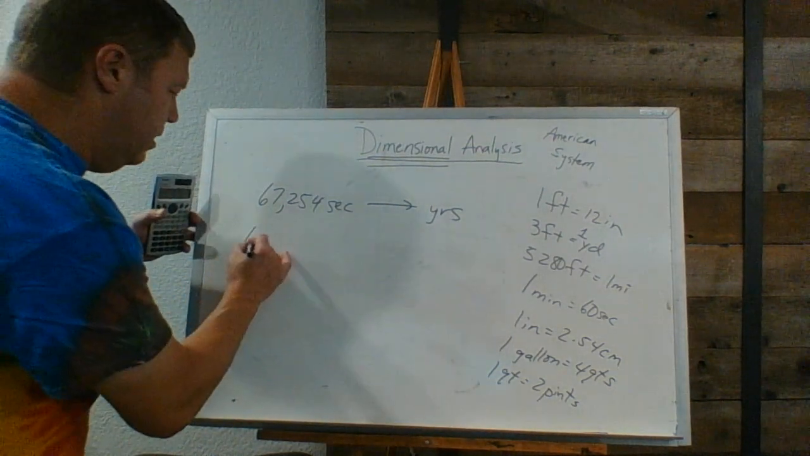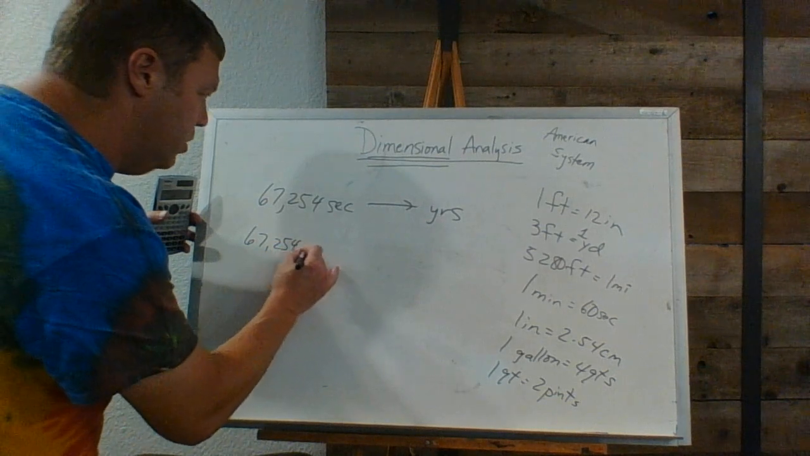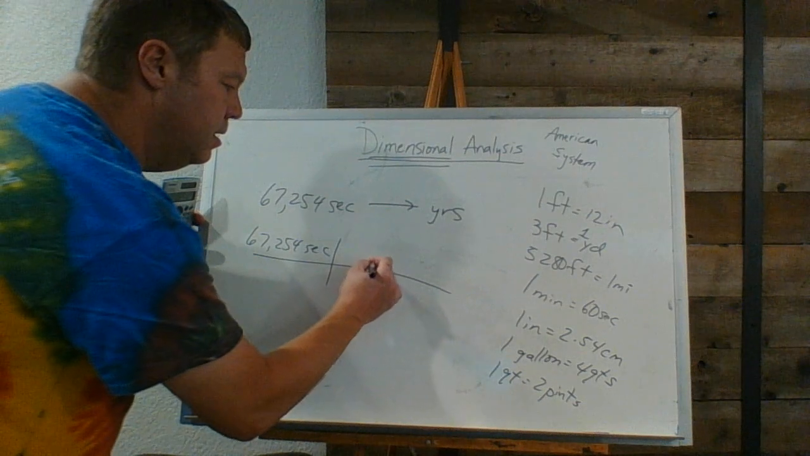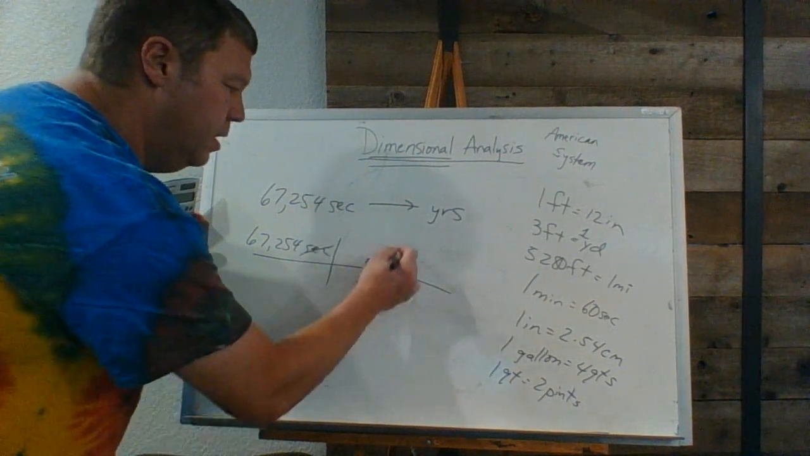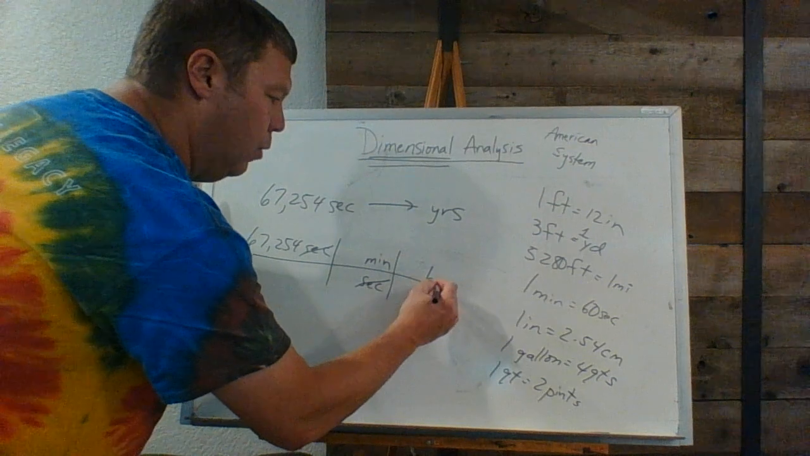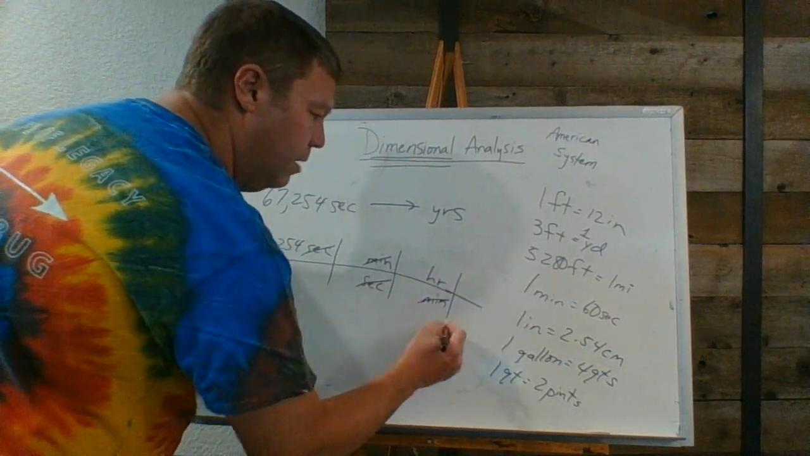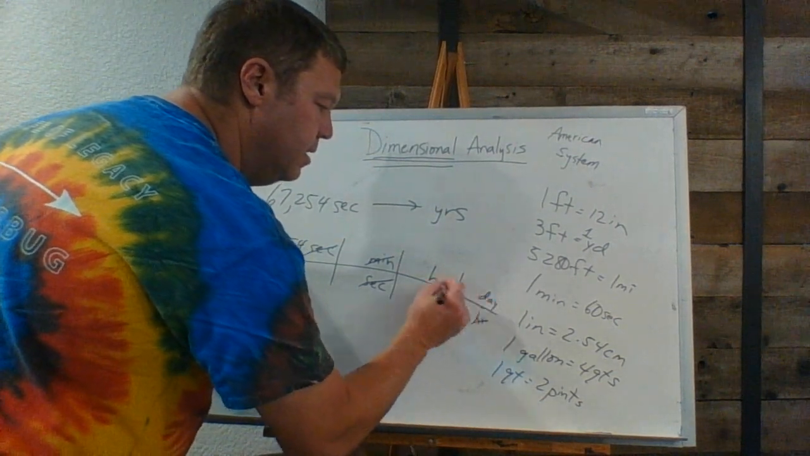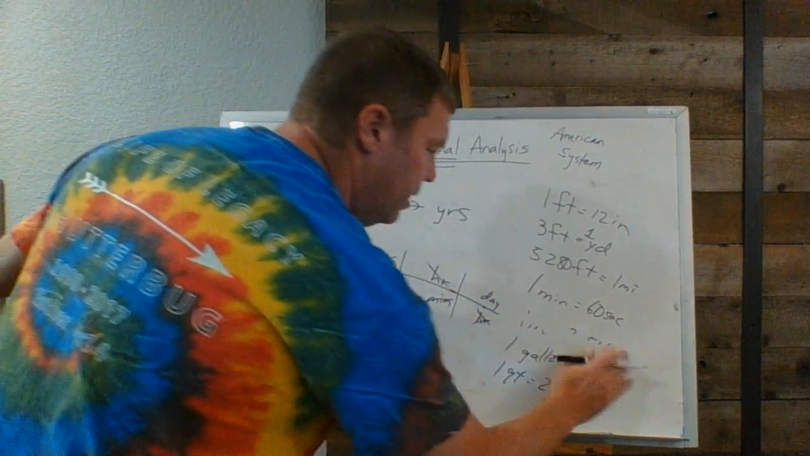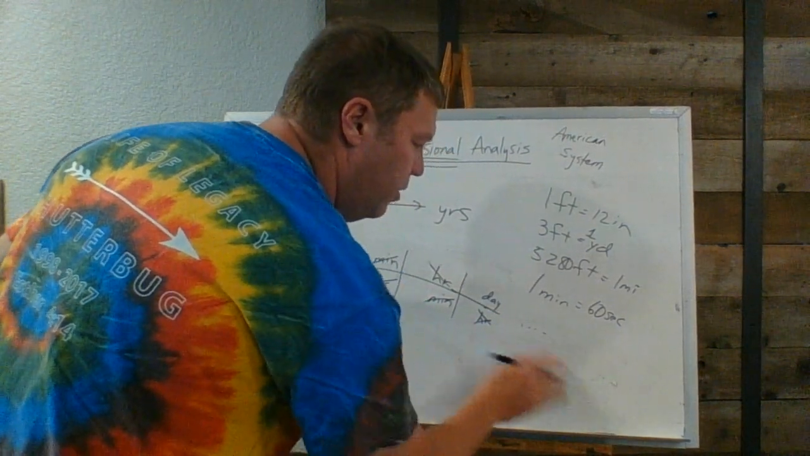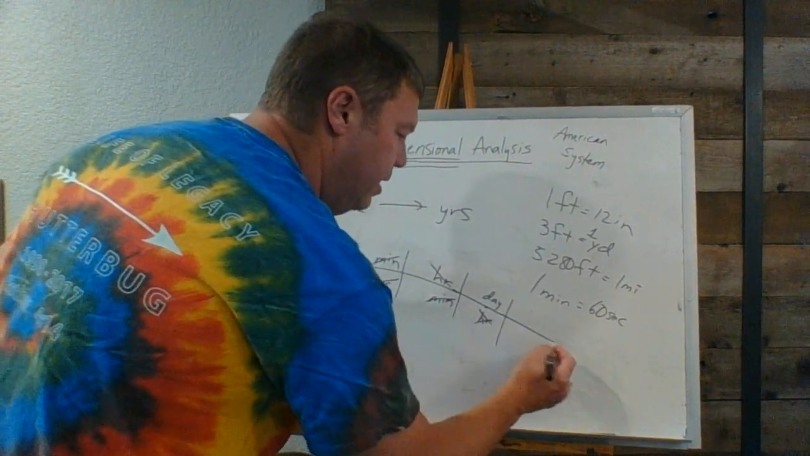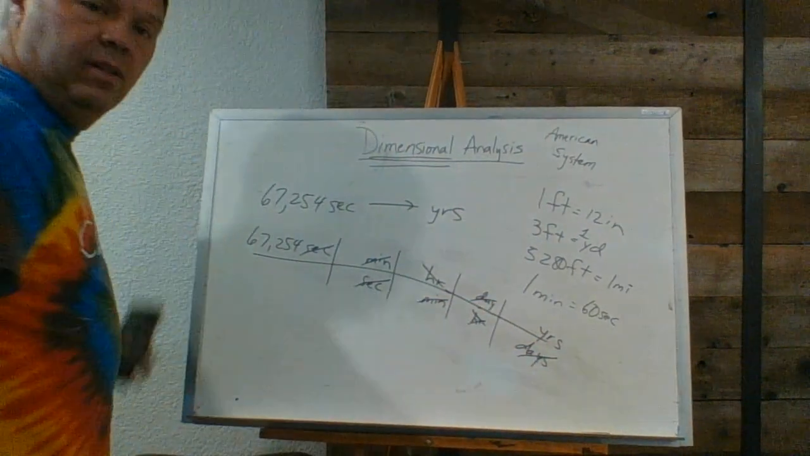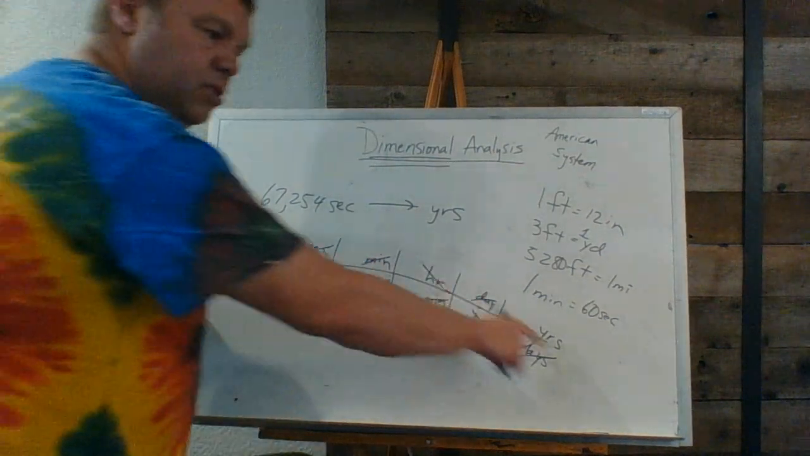All right, let's see how you did. 67,254 seconds. Railroad track. Words. Seconds to minutes. Gone. Minutes to hours. Gone. Ooh, I'm going to run out of space. Hours to days. Gone. And I'll take this out so I can finish this. The video's almost over. And then days to years. Do you follow the logic? Okay, that's not a great straight line, but it's good enough.